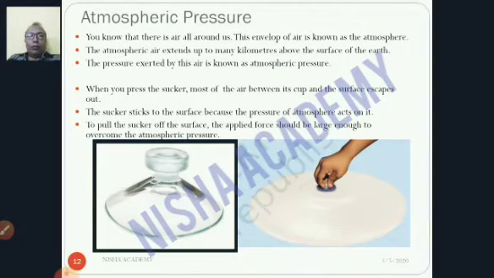And now try to pull the sucker off the surface. You cannot do it easily. Why? Because when you pull, you are applying some force on the sucker, but the force applied by you is much lesser than the atmospheric pressure, and you cannot easily pull it off. So this is what atmospheric pressure is about.